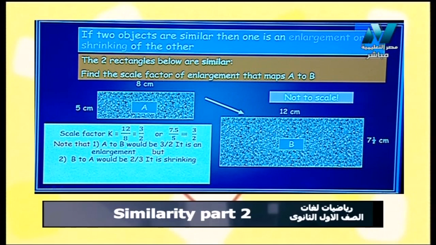So we can say that the two rectangles here are similar. From rectangle A to rectangle B, it would be 3 over 2, greater than 1, so it is an enlargement. But from B to A, it would be 2 over 3, which is smaller than 1. It is shrinking. Okay? And when the scale factor, which is called K, equals 1, then the two polygons are congruent. A will be exactly B. Length will be the same and width the same if K equals 1. Let's go to the next slide.